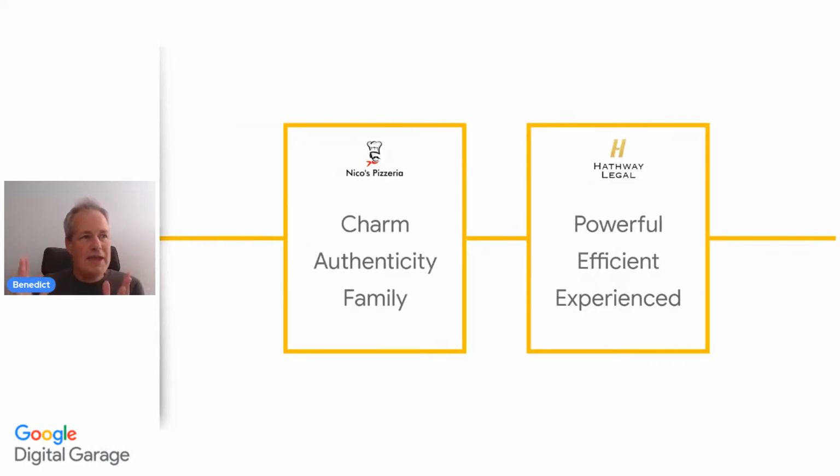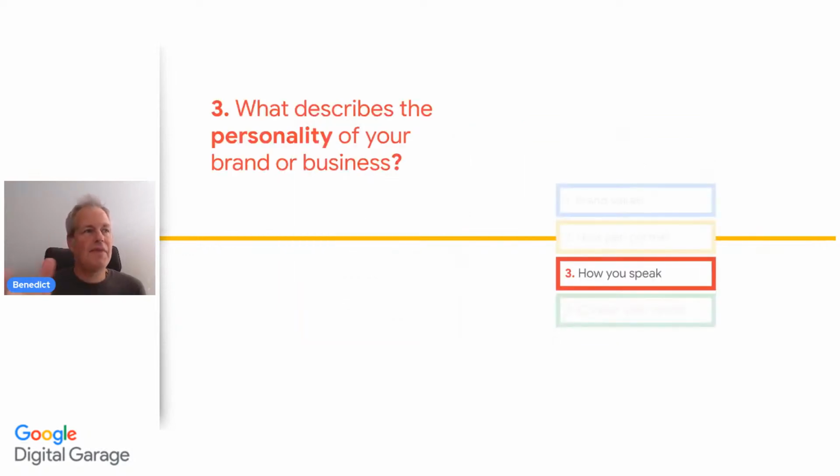All right, so here we've got, for example, Nico's Pizzeria: charm, authenticity, family. Those are the 3 things which are really important. Hathaway Legal: powerful, efficient, experienced. I know we covered this a little bit before, but if you can communicate a couple of those, that'd be fabulous. The more you go over this, the more practice, the better. Just to recount, what describes the personality of your brand or business, how you speak.